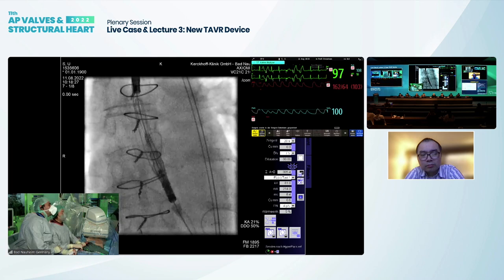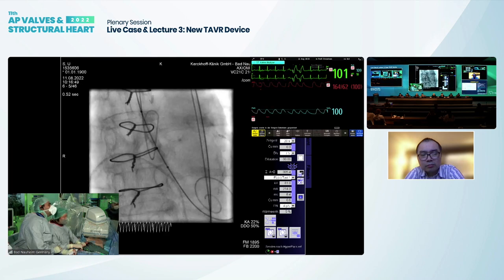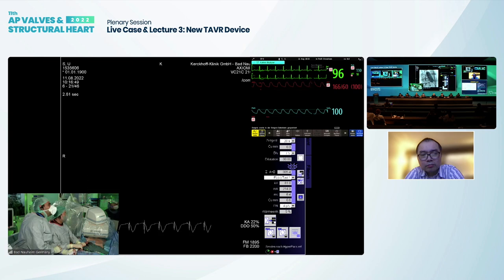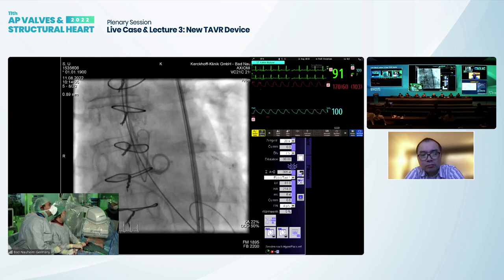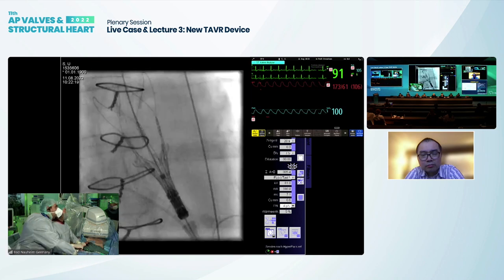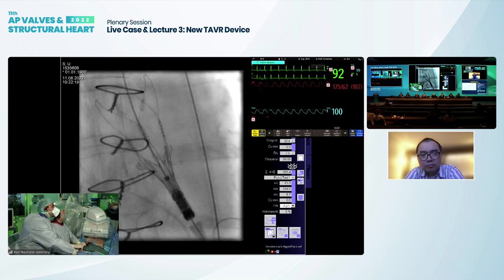Yeah, yeah. Can I see the implantation angio again, please? Yeah. Before that. Okay, yes. So we can use the native calcification as orientation.